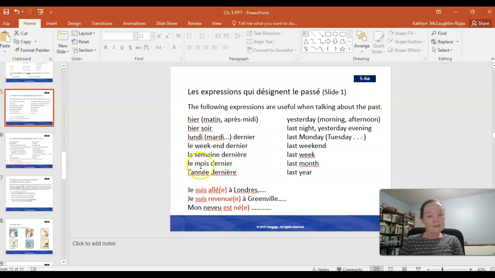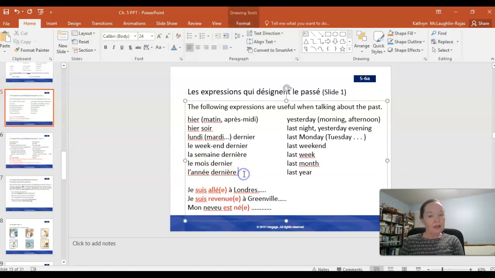L'année is good to mention here that, yes, you might have seen also, let's put it in a different color, you might have also seen the word l'an for year, and I could say l'an dernier.